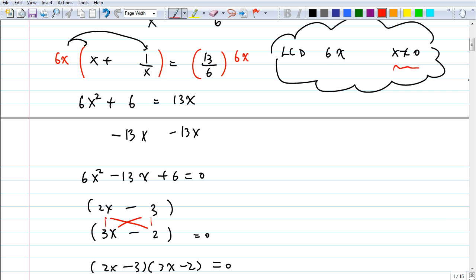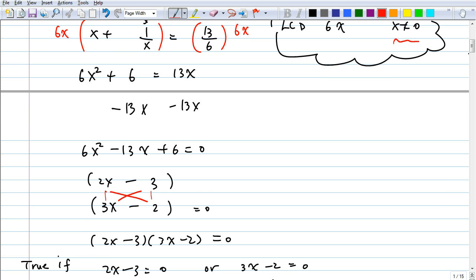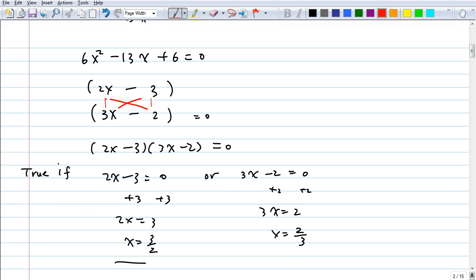This is only true if each of these factors are 0. So when I put them equal to 0, this is true if 2x minus 3 equals 0 or 3x minus 2 equals 0. You get two solutions, 2/3 and 3 over 2. And could I write my answer right now? I found two answers. None of them are restrictions, okay? Unlike your homework from last time, right? Your homework, there were a whole bunch of restrictions, remember? So a lot of you got no solutions.